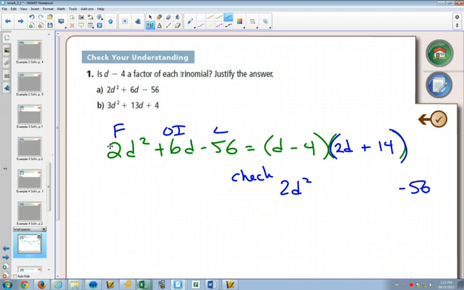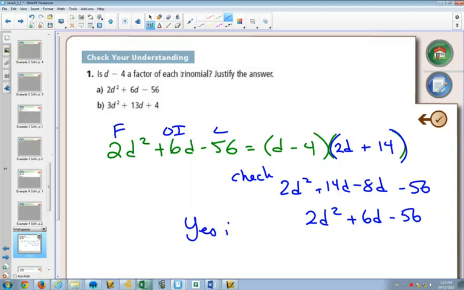When I do d times 14, I'm going to get plus 14d. Negative 4 times 2 is going to be minus 8d. And when I simplify this, I get plus 6d in the middle, which is what it was to begin with. So we can say yes, it is a factor. So in some ways, these are easier than factoring questions because they gave us one thing already, and then it's really easy to find out if it were to work, what the next one has to be.